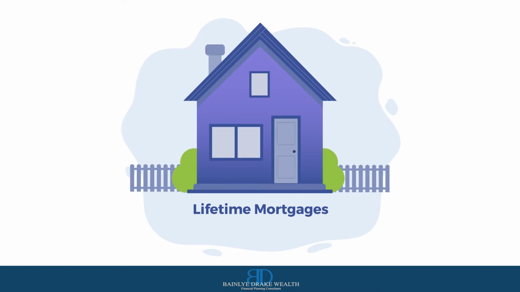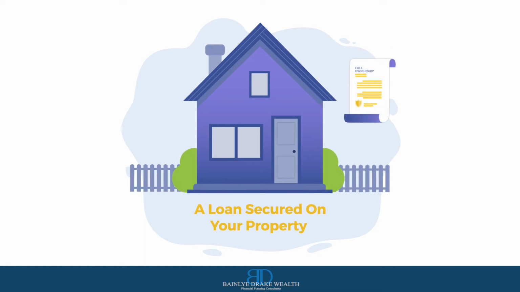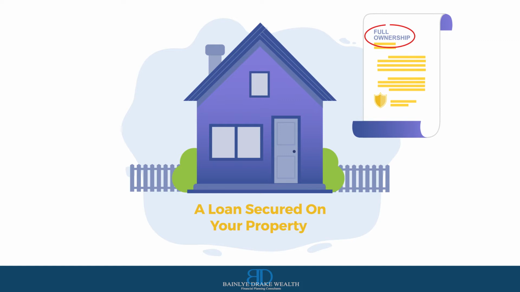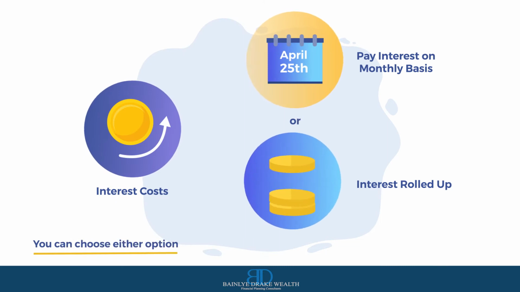A lifetime mortgage is, as the name suggests, a loan, and therefore you will retain full ownership of your home. Most lifetime mortgages allow the interest to be rolled up, which means the interest is added to the loan, but many of the newer schemes allow you to pay the interest if you want to. Some allow you to do either over the life of the loan. It can be that flexible.